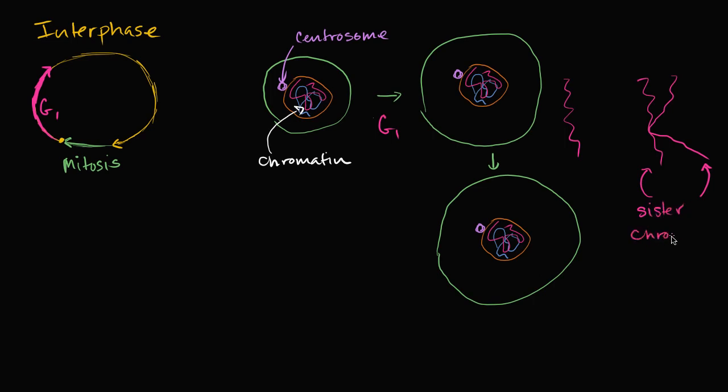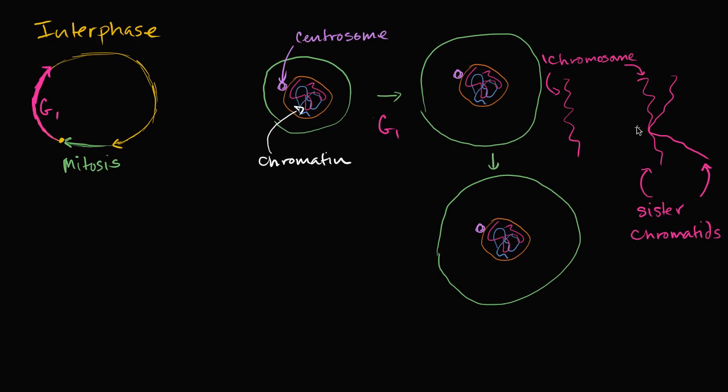Sister chromatids. But either way, this is one chromosome right over here. Chromosome. And so this is one chromosome right over there, and that is also one chromosome. This whole thing right over here is also one chromosome. Later on, when we go through mitosis, we'll see that these two sister chromatids get split apart. They're no longer connected, and at that point, we refer to each of them as an individual chromosome.